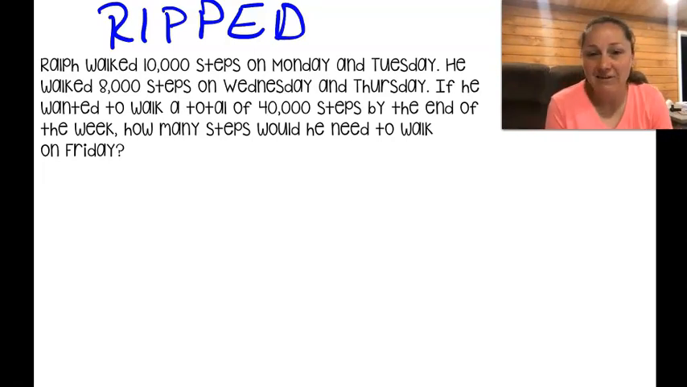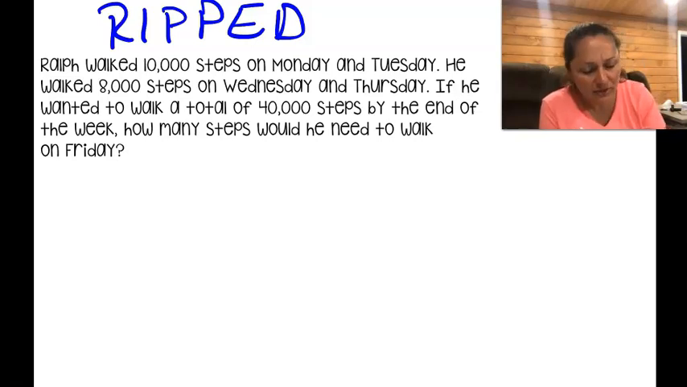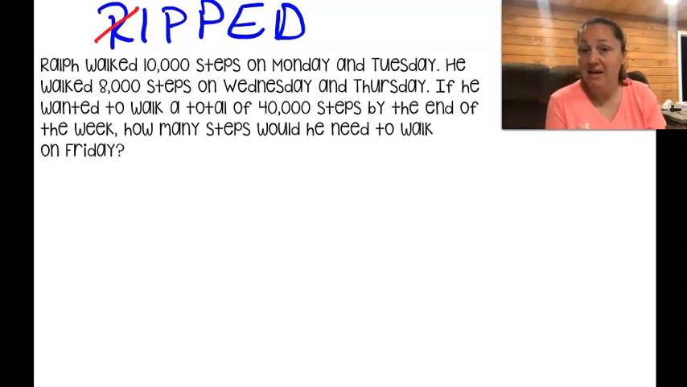Ralph walked 10,000 steps on Monday and Tuesday. He walked 8,000 steps on Wednesday and Thursday. If he wanted to walk a total of 40,000 steps by the end of the week, how many steps would he need to walk on Friday? Very healthy of you, Ralph. So let's see. We have read the word problem, so I'm going to cross off the R.